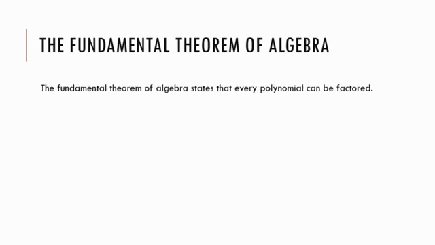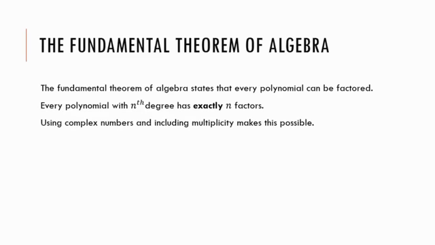The fundamental theorem of algebra states that every polynomial can be factored. And not only can it be factored, but it gets a little more specific. Every polynomial with the nth degree has exactly n factors, and that's very important. So, for example, a quadratic function has degree of 2. So, therefore, it has exactly 2 factors, or 2 x-intercepts, or 2 zeros, or 2 roots.